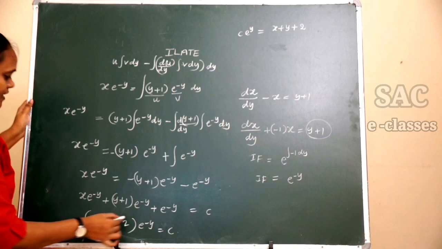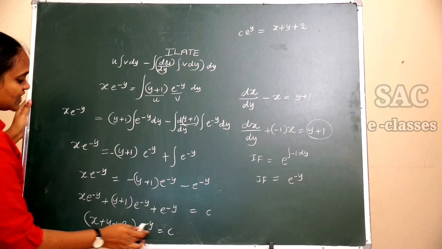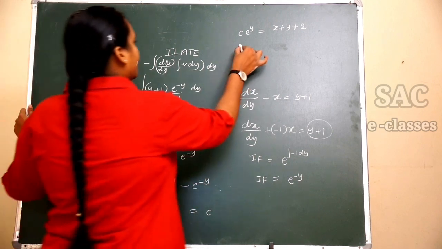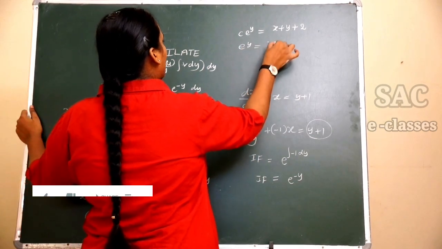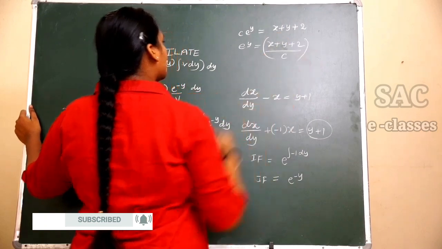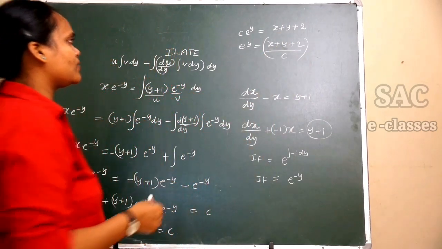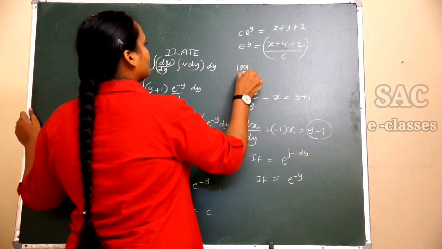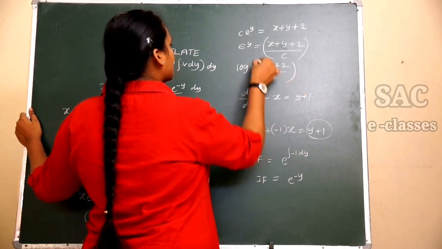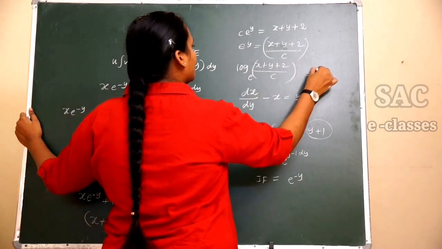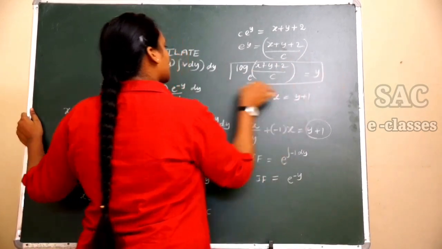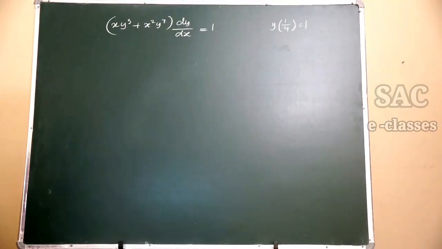I have transposed e power minus y as e power y. Now you can write e power y is equal to (x plus y plus 2) by c. Now convert the exponential form into log: log of (x plus y plus 2) by c with respect to the base e is equal to y. This is the required answer.